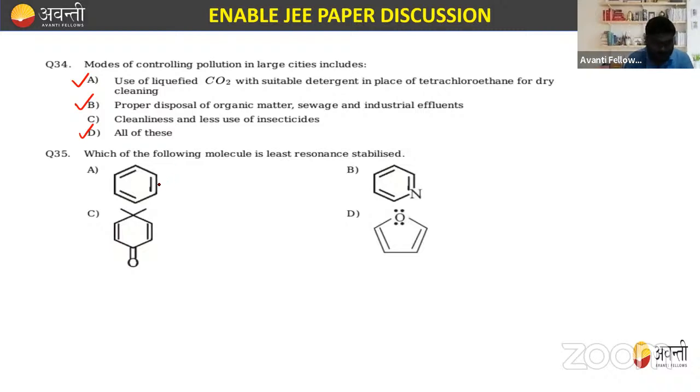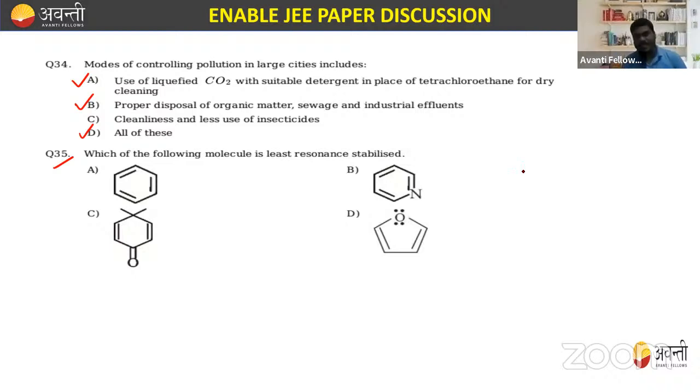Right. Now, question number 35. Which of the following molecules is least resonance stabilized? In this question, they ask which of the following molecules is least resonance stabilized. So we know that the compound, or we say the molecule, which shows aromatic character is more stable.